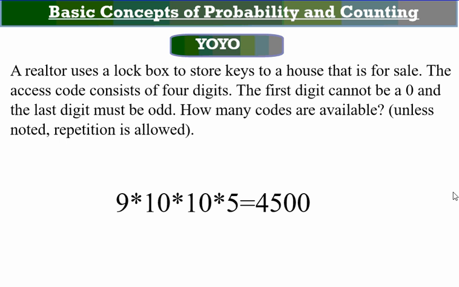This is how you should have thought about it. First digit can't be a 0, so there's only 9 options for the first number. The second and third can be anything, so 10 options and 10 options. And then the last one can be anything, except it says it needs to be odd. So the odd numbers 1, 3, 5, 7, 9. There are 5. So 9 times 10 times 10 times 5. There are 4,500 different possibilities.